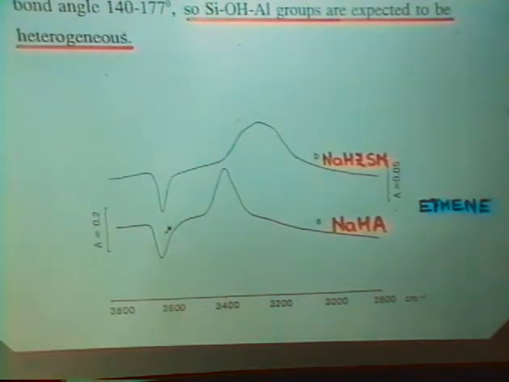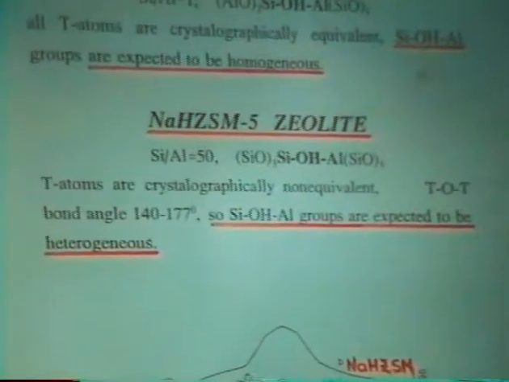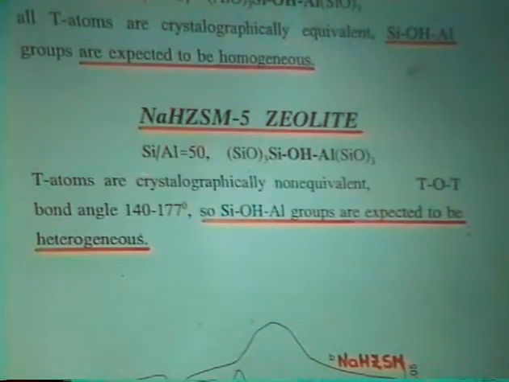And now, the results concerning ZSM5 zeolite. In this zeolite, Si to Al is about 50. Aluminium atoms are strongly diluted by Si. So all the hydroxyls may be described by this formula. They have only one Al atom in this. The N number is 0. But T atoms are crystallographically non-equivalent. There are 12 T atom positions.